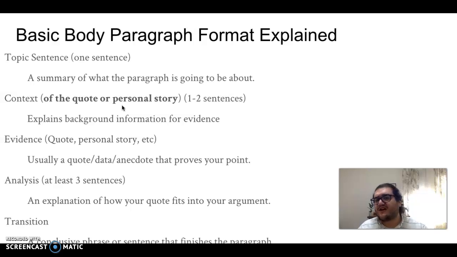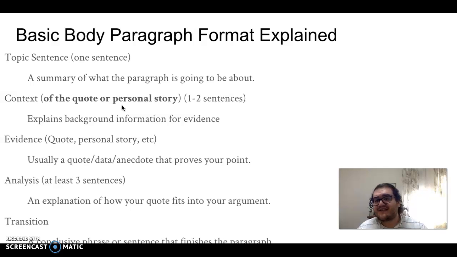Why? Well, since context is essentially a summary, you don't want to run the risk of your essay, your analytical paper becoming a book report or an article report, right? It should be your analytical thoughts. Evidence, again, this is usually a quote, data, or personal story that proves your point. Analysis, this should be at least 3 sentences long.